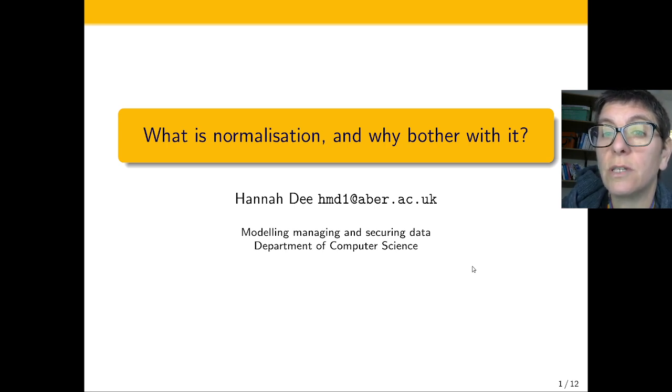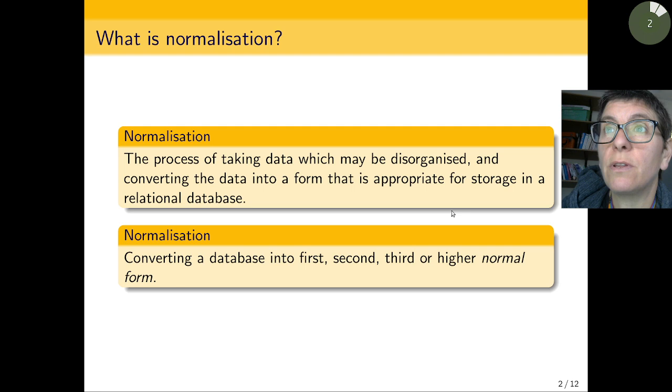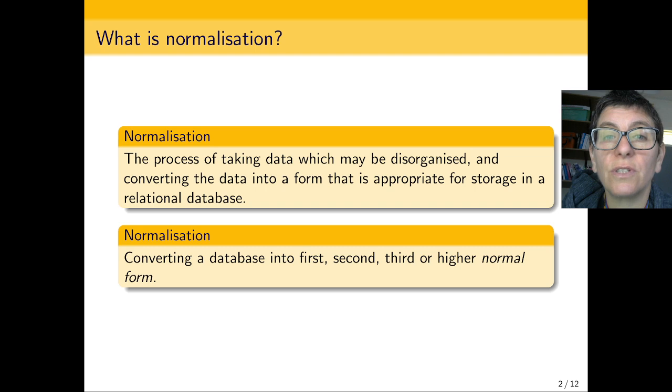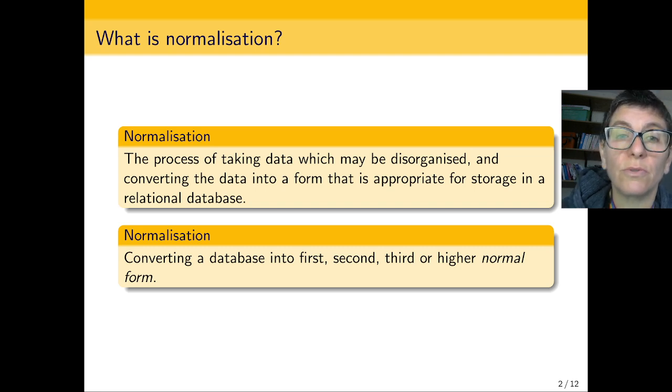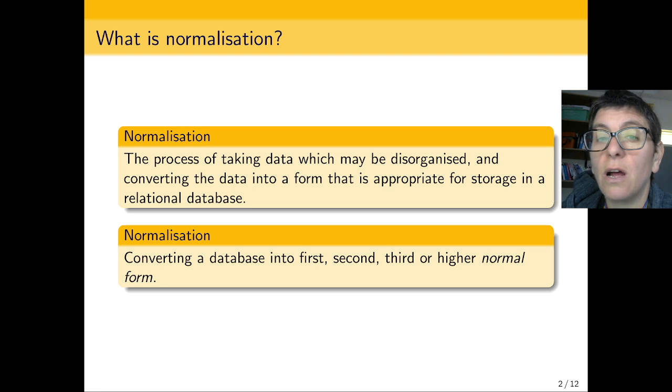So, what is normalisation and why do we bother with it? To begin with, normalisation is a process. It's a process which takes data which could be from different sources, it could be disorganised, it could be from multiple sources, it could just be a problem that we haven't come across before, and then what we do is we analyse that problem and we analyse the data and turn it into a form that is appropriate for storage in a relational database.